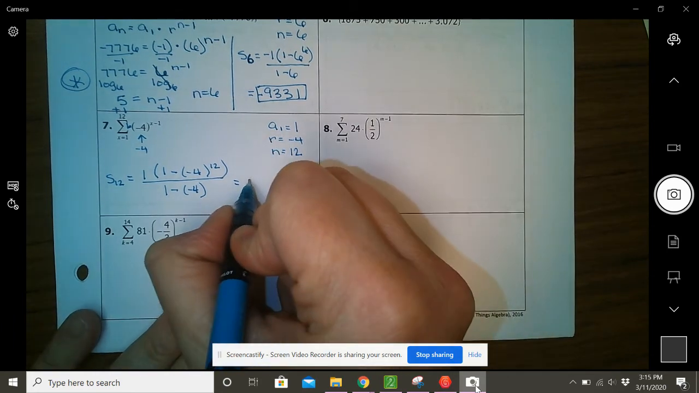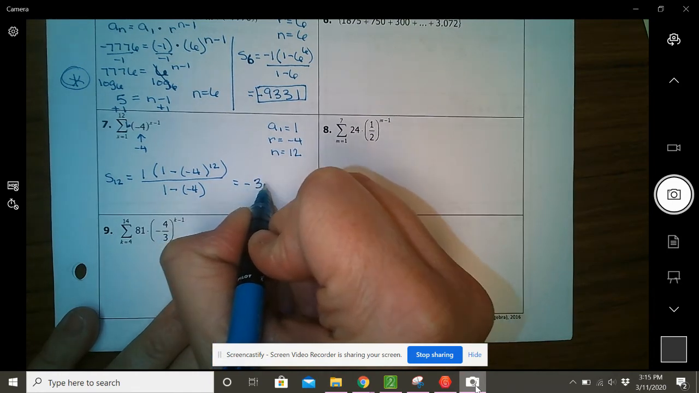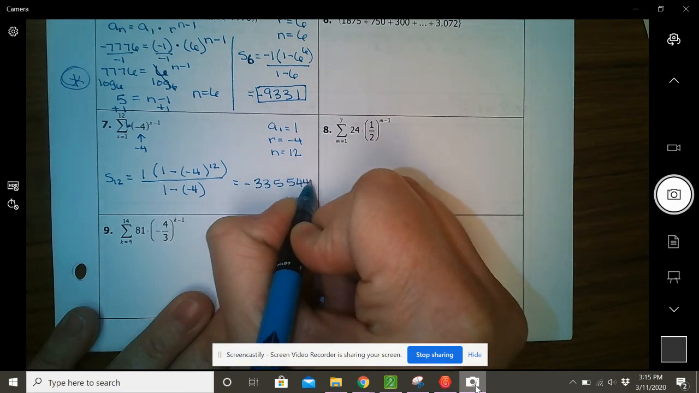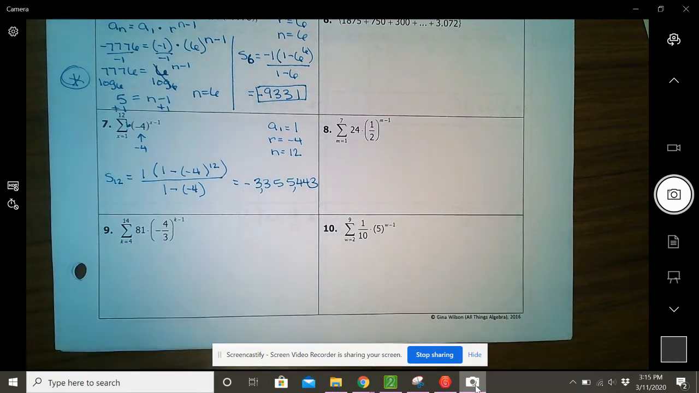You should get a final sum of negative 3,355,443. I know that's a lot of work. I like this formula. I like understanding all the parts and how they fit together.